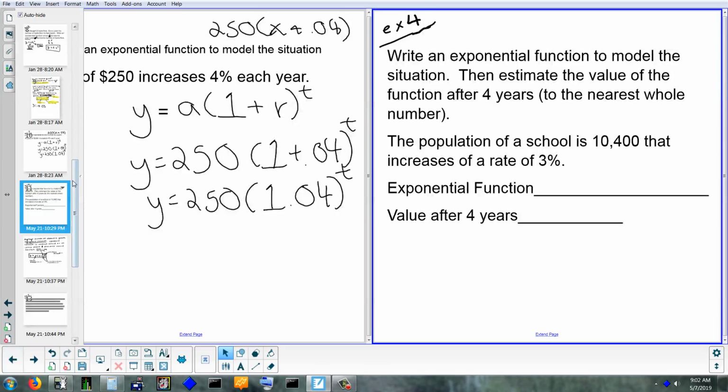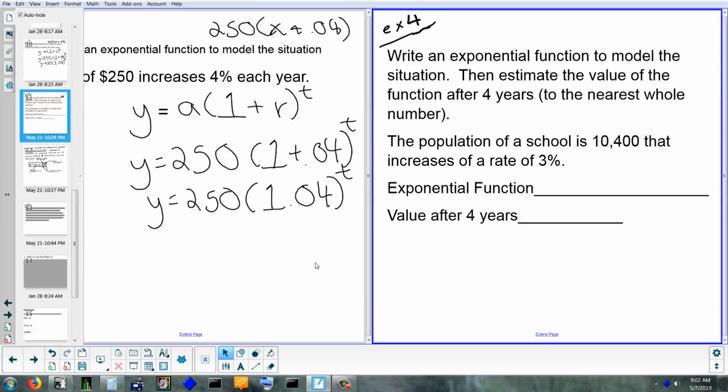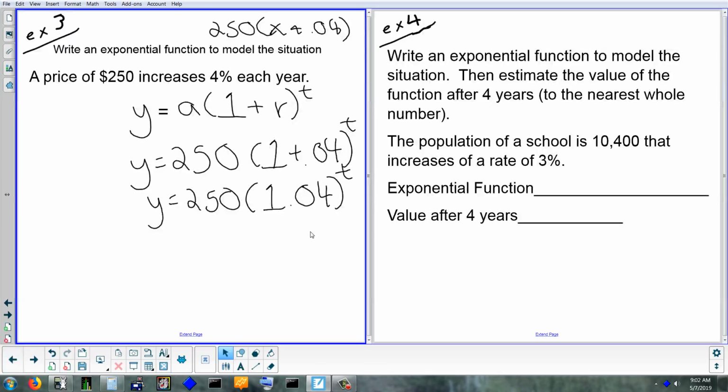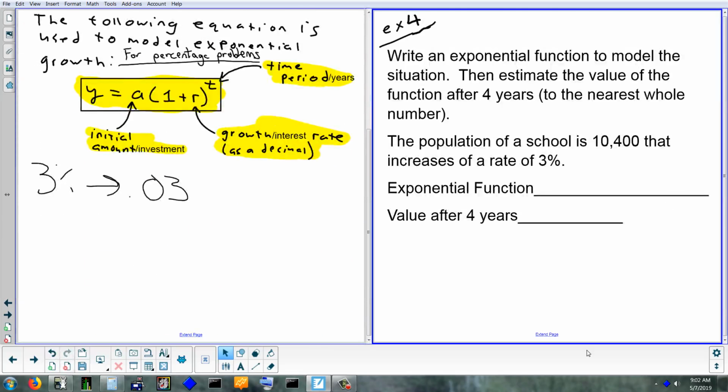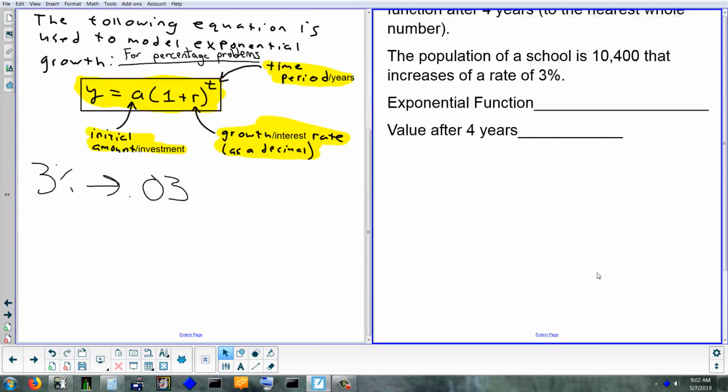Write an exponential function to model the situation, then estimate the value of the function after 4 years. So now we're taking it one step further. The last one, the 250 increasing at 4%, all we did was set up the function. Now we're going to set up the function and then plug in a number of years.